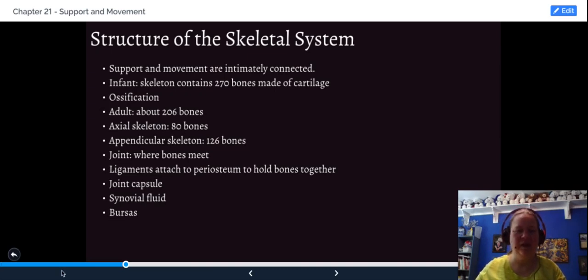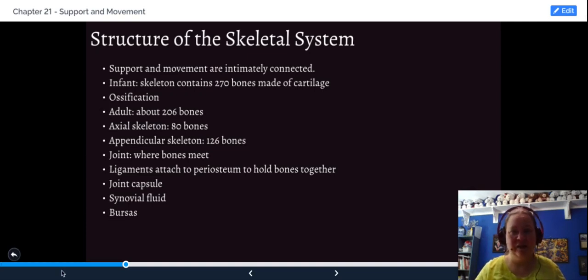So an infant, when it's born, will have 270 bones, and they'll be made out of cartilage, okay? And as they grow, the bones will ossify, and ossification is simply where the cartilage gets replaced with calcium. It becomes harder and more rigid. And so by the time they're an adult, they will have 206 bones. So the number of bones decreases. We'll explain why later on, okay?